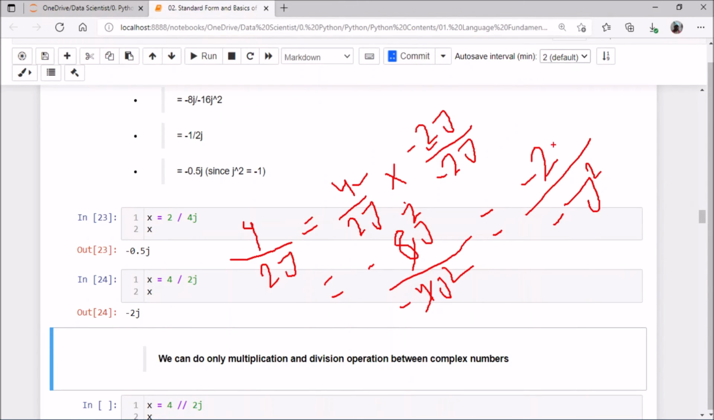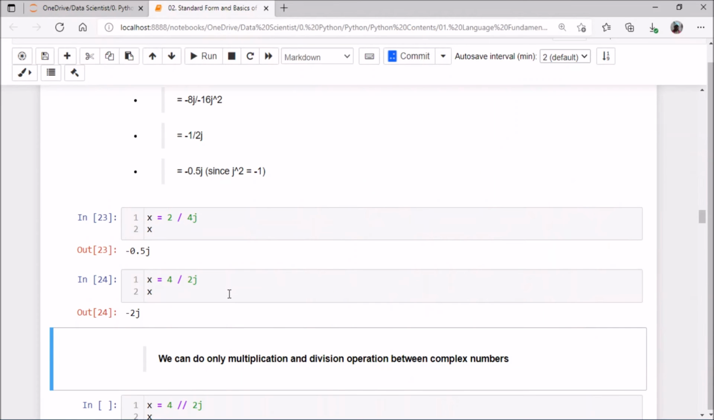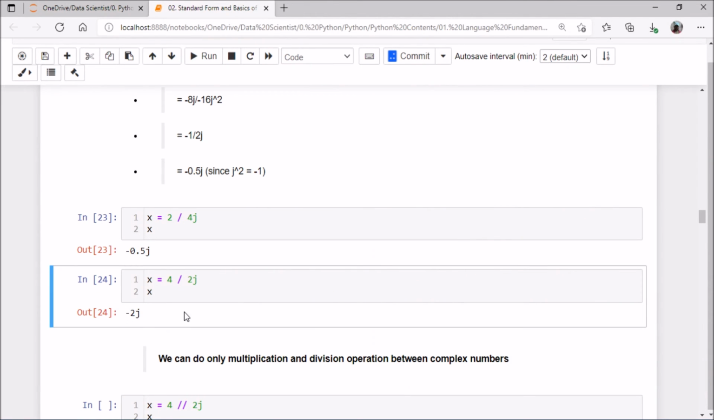Okay, minus 2j here, j is equal to what? We know j square value is minus 1, so minus 1 into minus means it is plus 1, and minus 2 divided by plus 1 becomes minus 2j only. So minus 2j is the answer. So this is the logic behind it. Okay, so you have to understand the logic also. That's why here it came as minus 2j.